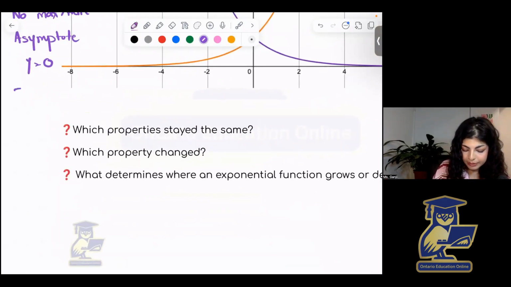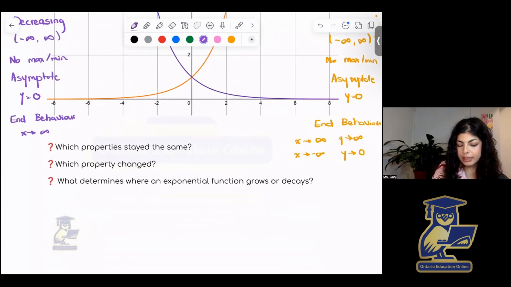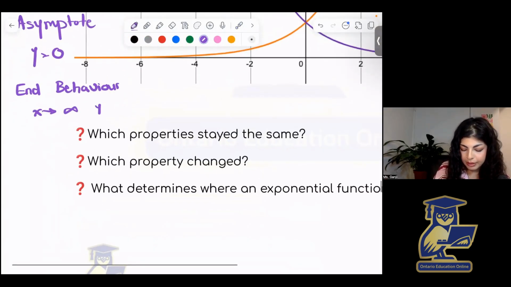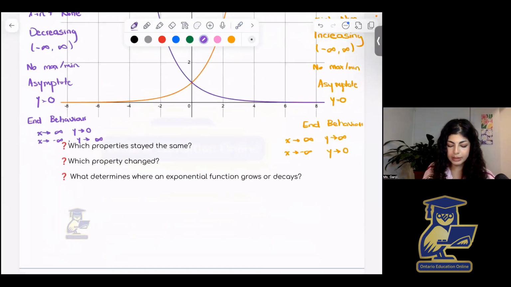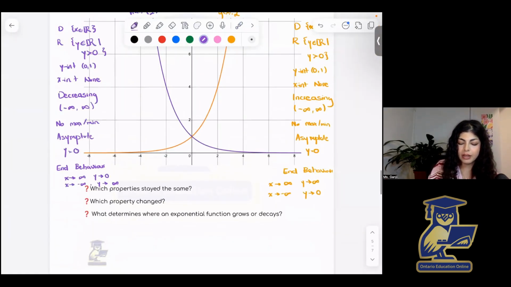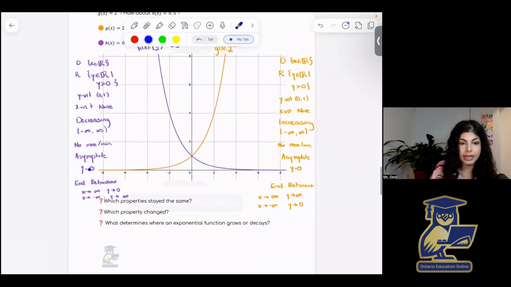Now, for the other one, end behavior, as x approaches infinity here, we can see the opposite. Our y is actually here approaching 0. And as x approaches negative infinity is now where our function is growing. So y is approaching infinity in this way. As x goes towards negative infinity, so as x keeps decreasing, our output actually is increasing.